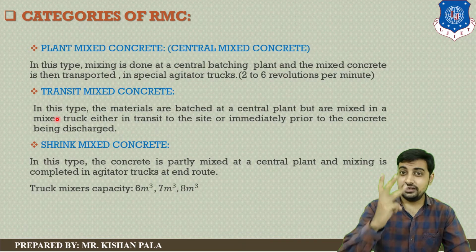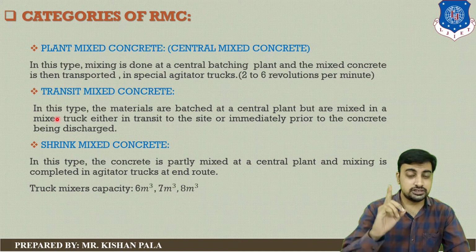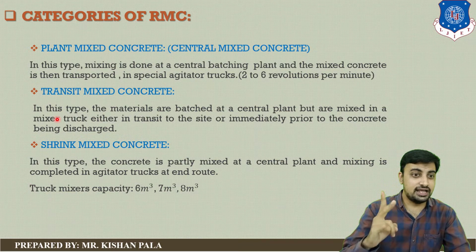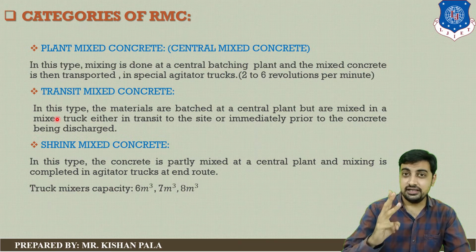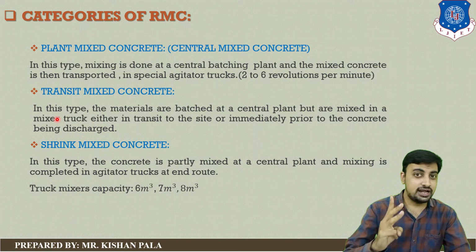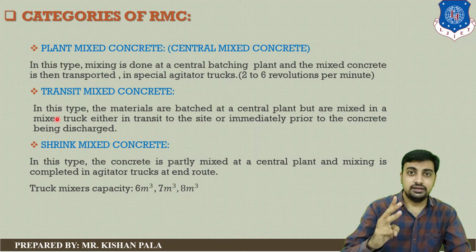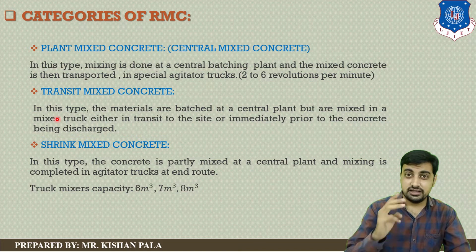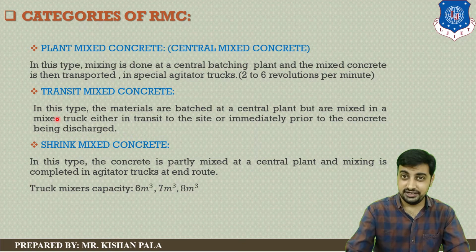So there are three types of categories. First one is plant mix concrete, which is also known as central mix concrete. Second one is transit mix concrete. Third one is shrink mix concrete. So there are three types of categories in the ready mix concrete plant. Let us discuss all the categories in detail.